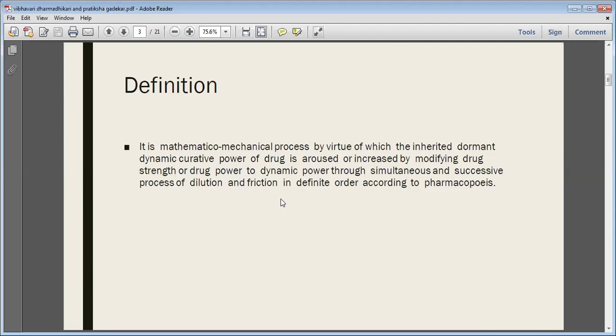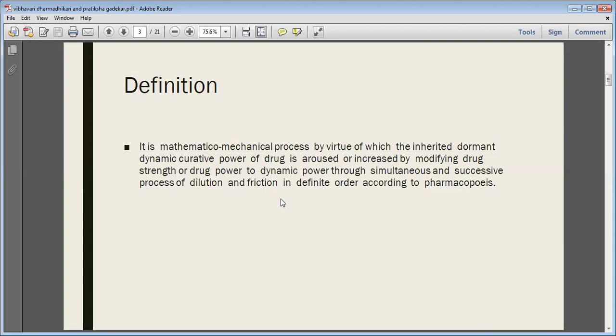Inherited means it is transferred from leaves to leaves, from fruit to the root. Dormant means which is not active. Dynamic means which we cannot see, but it is present. We can see only the effect of that drug, but we cannot see the constituents of that drug, but they are present at a dynamic level. The curative property of a drug is aroused or increased by modifying the drug strength or the drug power to dynamic power.